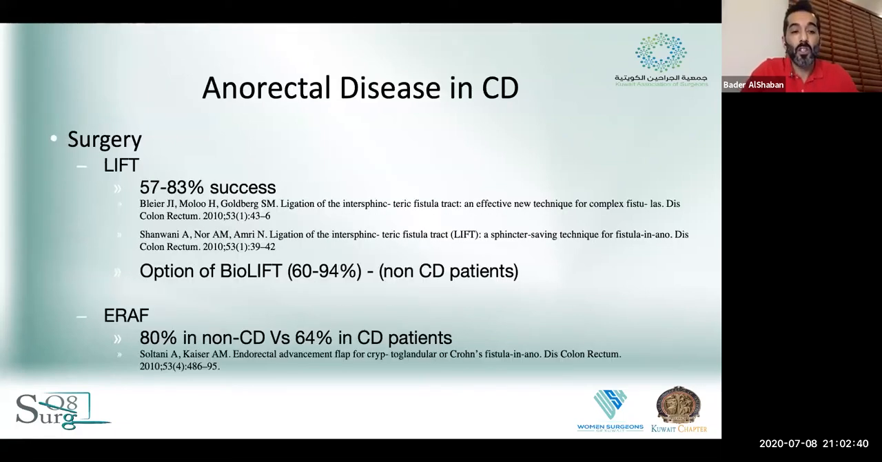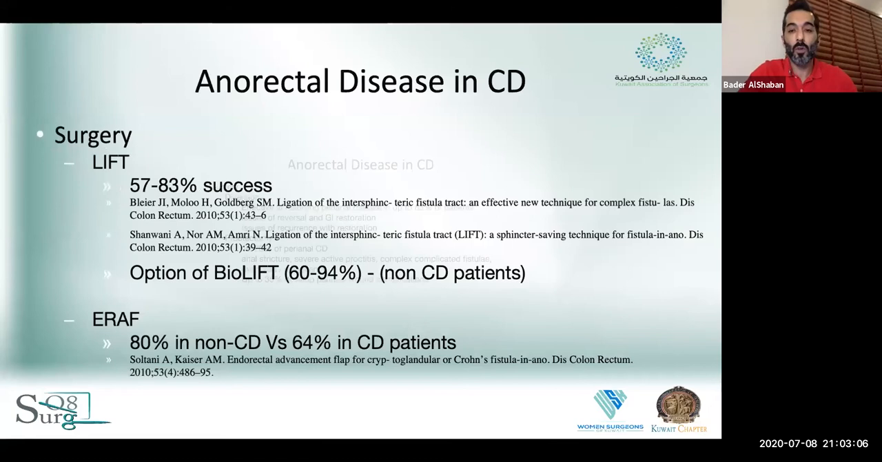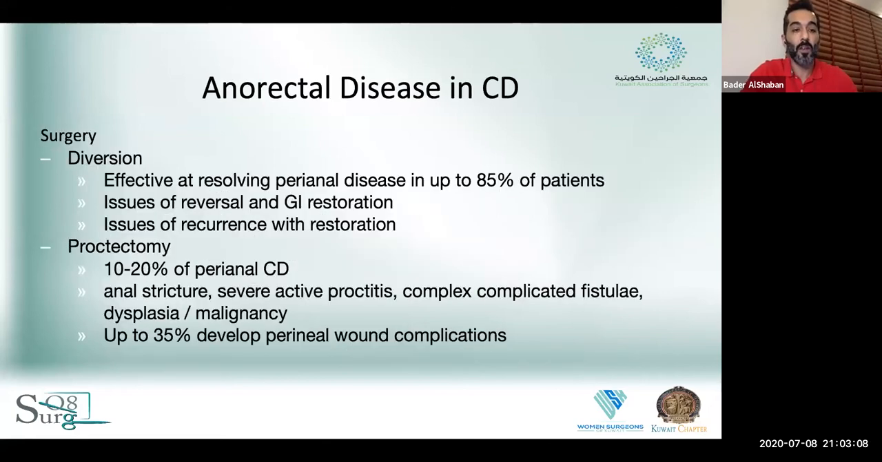LIFT is also known as ligation of intersphincteric fistula tract. It has relatively good success, especially when it is used with a biological graft. But most of this data has been derived from non-Crohn's patients. And similarly, rectal advancement flap has been noted to be successful more in non-Crohn's patients than Crohn's disease patients, and that's why selection, I think, is paramount before you put your patients through extensive surgery like that.